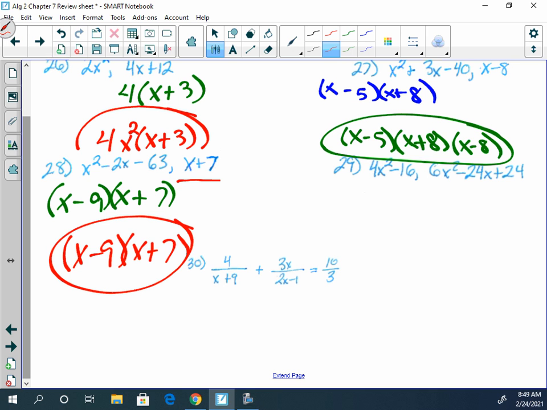Now, if the other one had been x plus 7 times x plus 7 and it appeared twice, we would need it to be twice in the least common multiple. But because it only showed up once in either one, we only need it once.